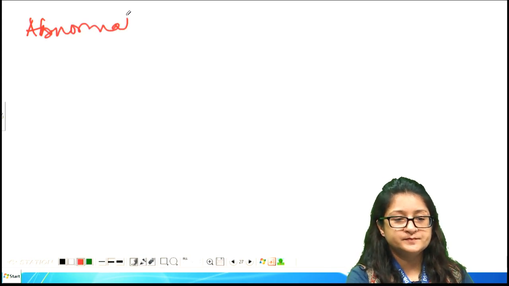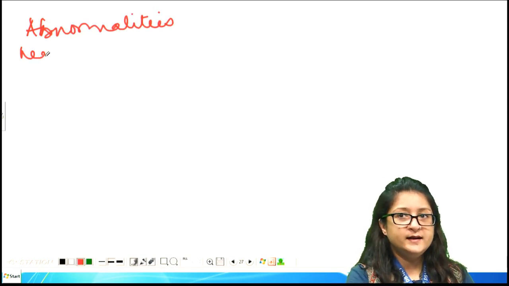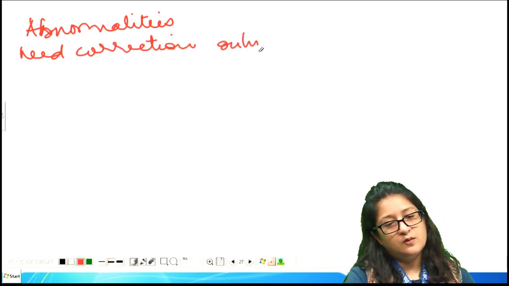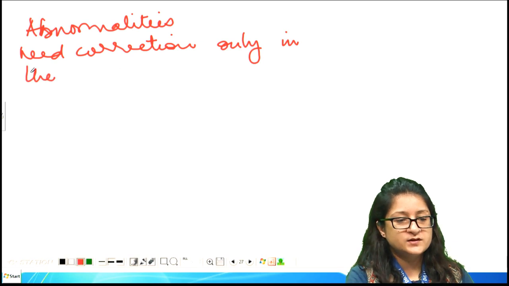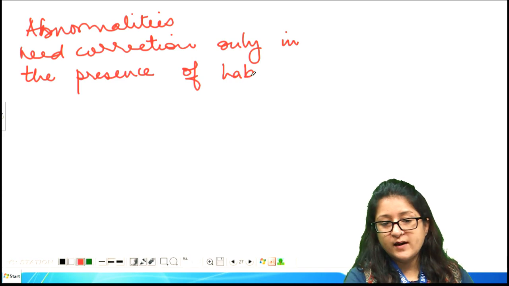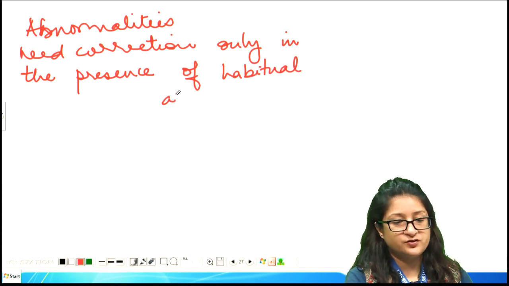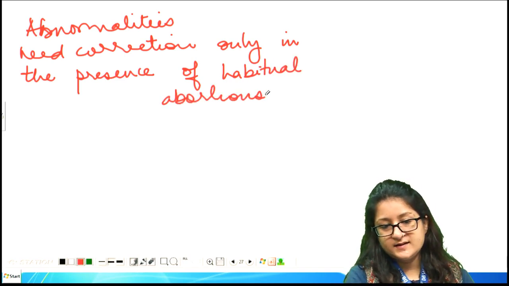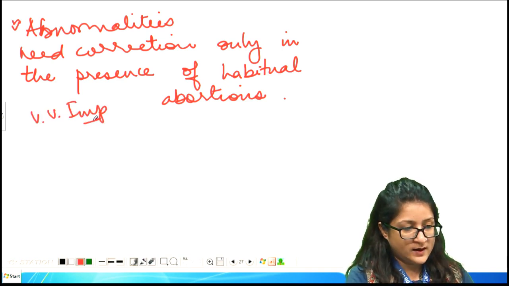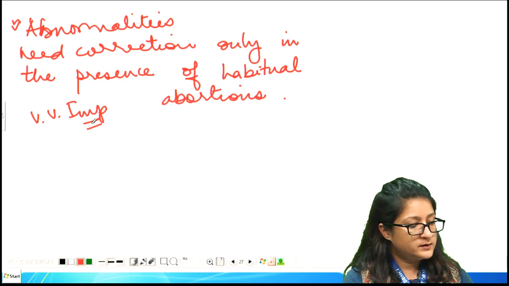So another important point that you should remember is that these abnormalities need correction only in the presence of habitual abortions, okay? Otherwise they deserve no specific treatment if they are incidentally diagnosed. So this is a very, very important point that you have to remember, all right.